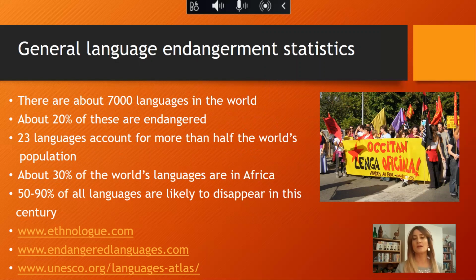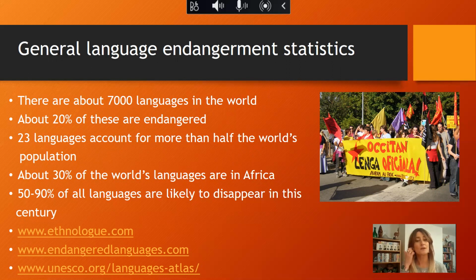These people in this picture, they're protesting about the language situation in France. They want Occitan to become an official language. And a lot of protests like this take place in various countries around the world. In the world, there are around 7,000 languages. About 20% of those are endangered. And interestingly and significantly, only 23 out of those 7,000 account for what half the world speaks. So actually a tiny minority have a monopoly in the world.